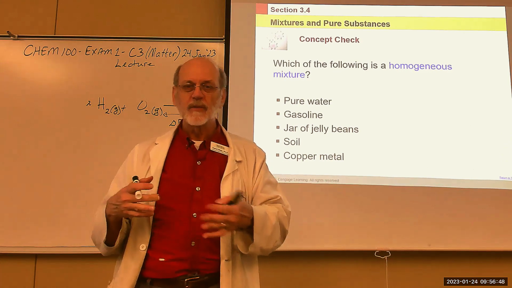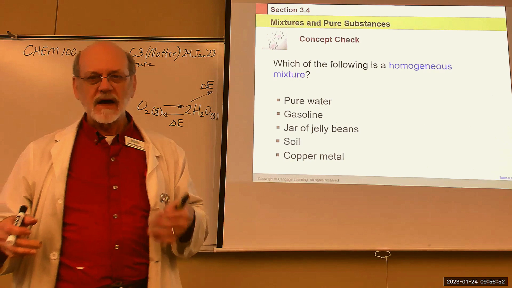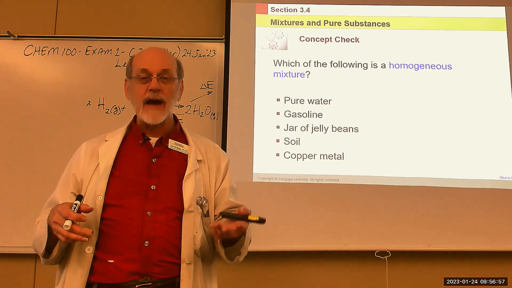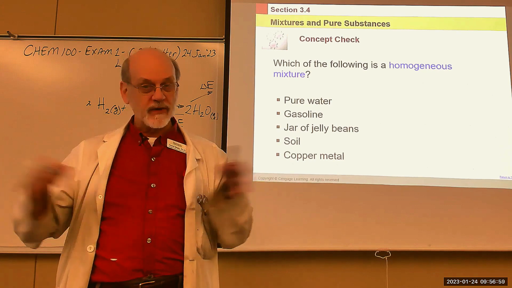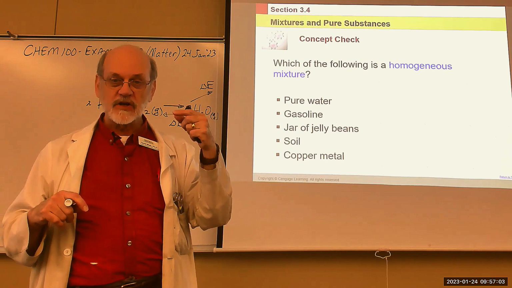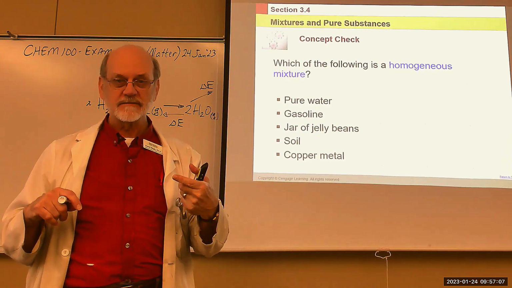So the first one, pure water. It's not a mixture. You can throw it out. Gasoline, that's a mixture. Jelly beans, mixture. Soil's a mixture. Copper metal, pure substance. Throw it out. So now we have these three in the middle, gasoline, jelly beans, and soil. We have to decide which one is homogeneous.